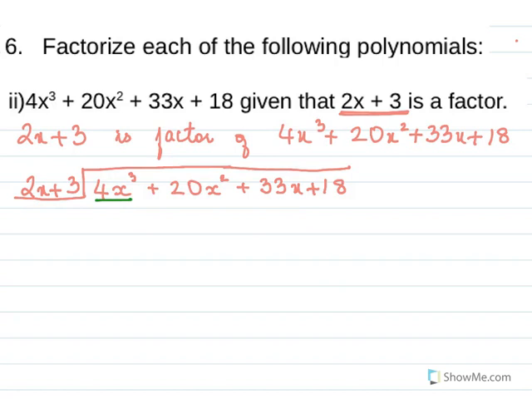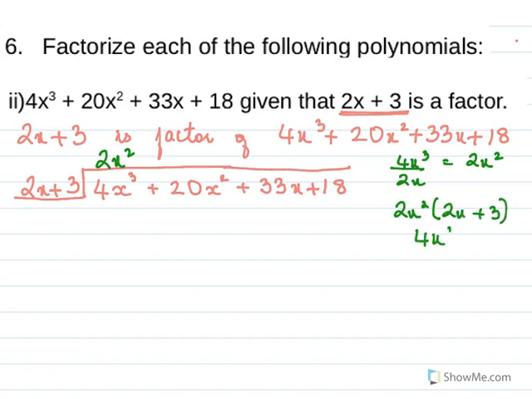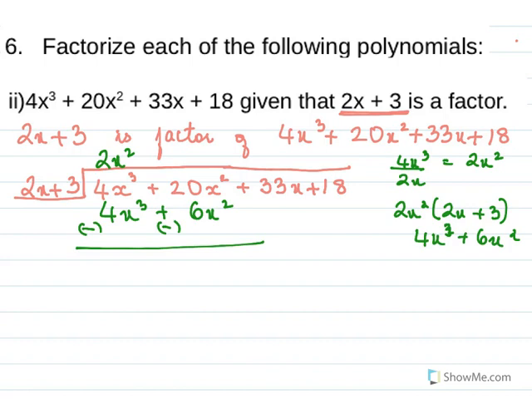So first we take 4x cubed and 2x. On dividing you get 2x square, so you write 2x square here. Now you take 2x square and multiply by 2x plus 3, so you get 4x cubed plus 6x square. You change the sign, this cancels out, so here you get 14x square plus 33x plus 18.